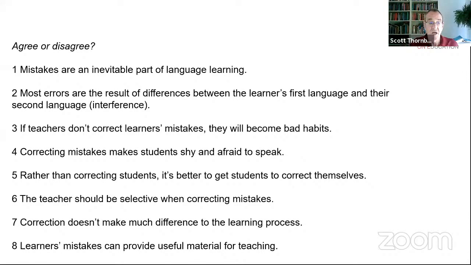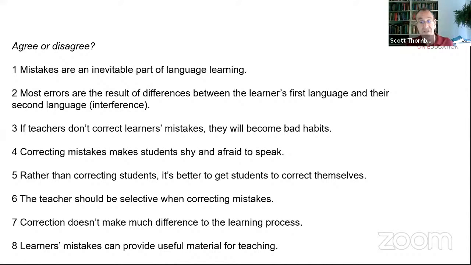Number five: rather than correcting students, it's better to get students to correct themselves. There was general agreement here, and we'll look at that in a minute. But yes, I would say that's the general feeling. If they can correct themselves, it often indicates that the mistake was a kind of performance error. It was part of speaking and talking fast and not planning, because of the nature of speaking: there's very little time to plan. But if you're given a prompt, students often can correct themselves. If they can't, then maybe another student can correct them.